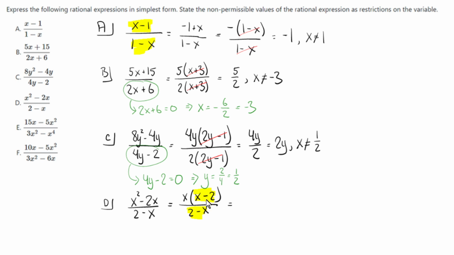In the numerator, we can factor out a negative 1 and switch the terms around. So that's going to end up being negative x times positive 2 minus x, divided by 2 minus x. And now we can see that we can cancel these two binomials. We're left with negative x, and then we are going to have restrictions. If we look at the denominator over here, we can see that x cannot equal positive 2.